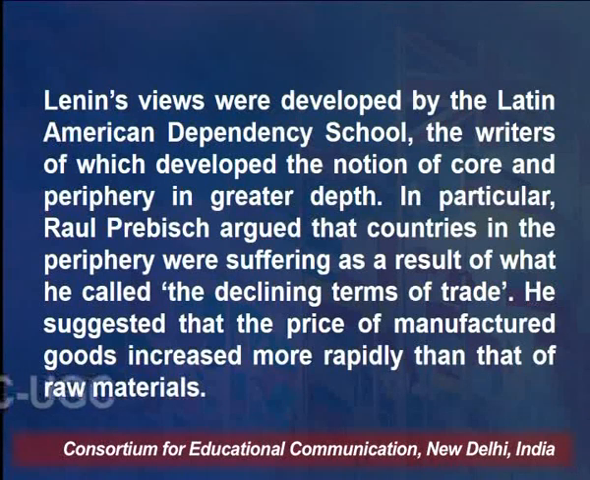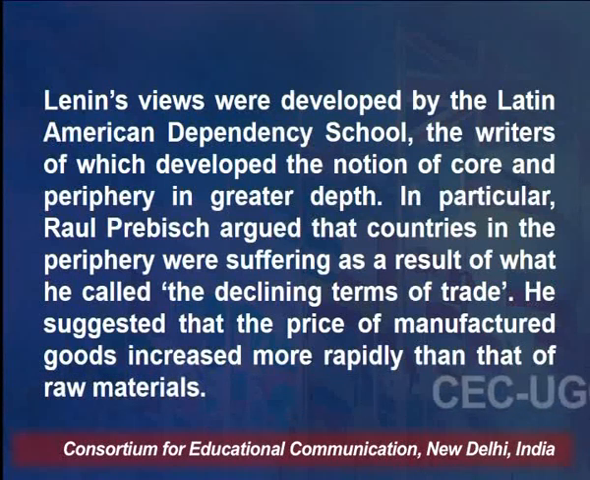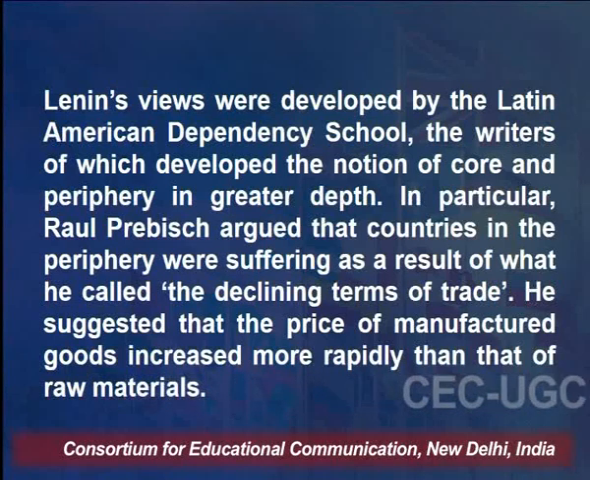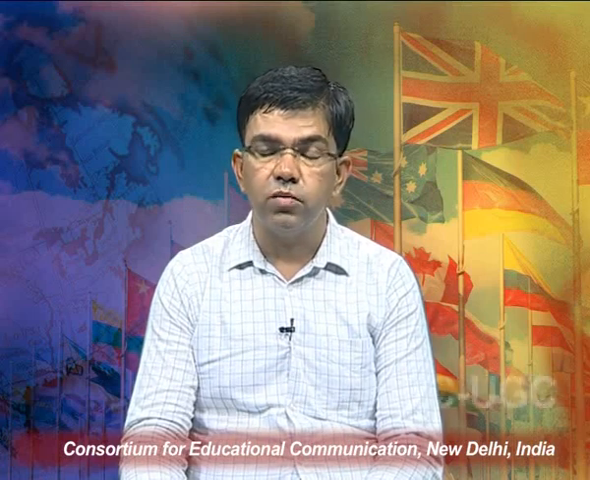in greater depth. In particular, Raul Prebisch argued that countries in the periphery were suffering as a result of what he called the declining terms of trade. He suggested that the price of manufactured goods increased more rapidly than that of raw materials. Here the peripheral countries have a disadvantageous position because they primarily export raw materials. On the other hand, the core countries that largely deal in manufactured goods, the price of their product is going to increase manifold in comparison to the price of raw materials.